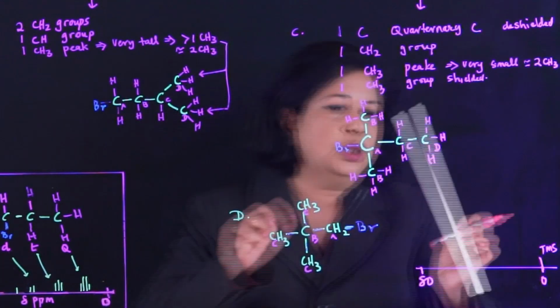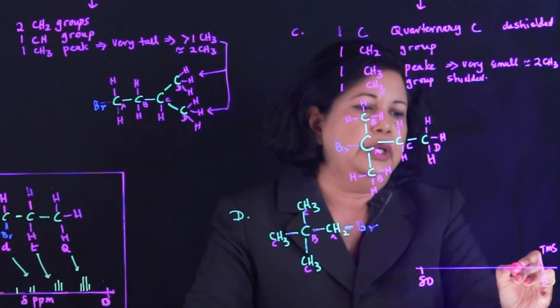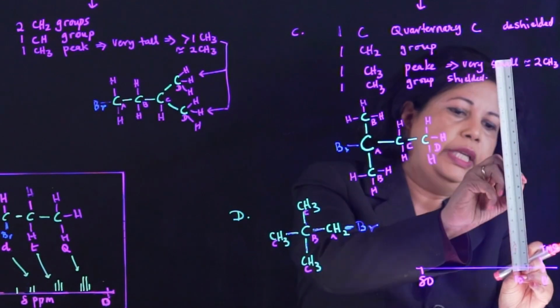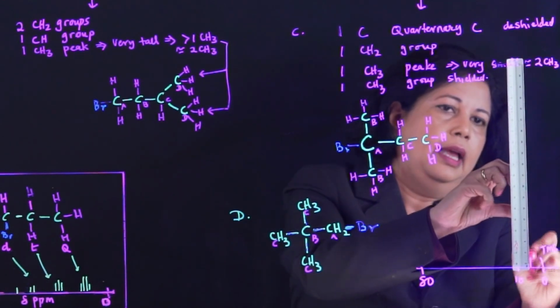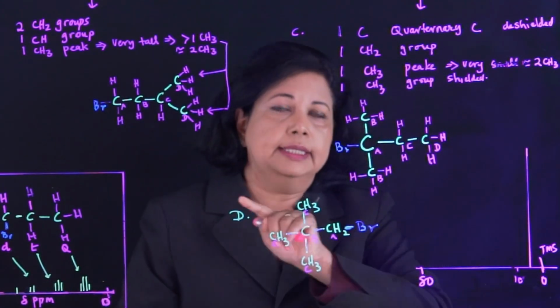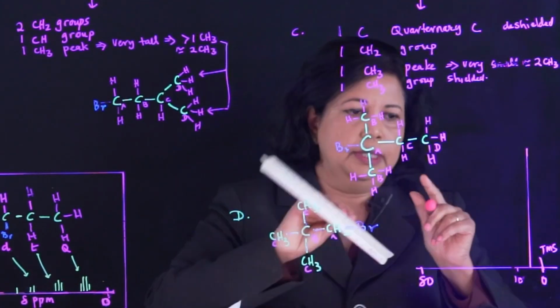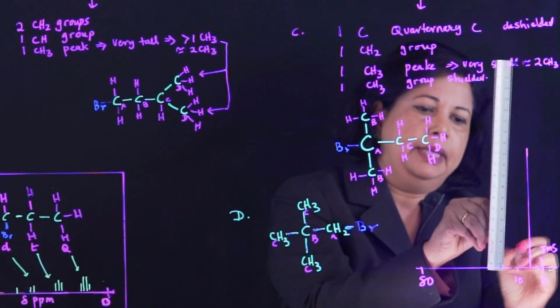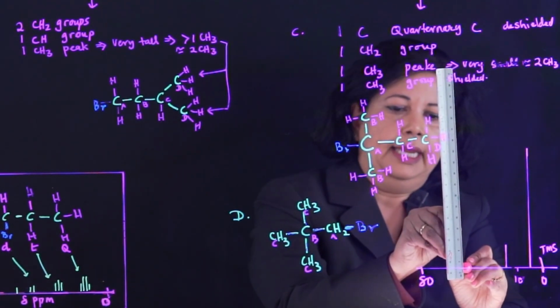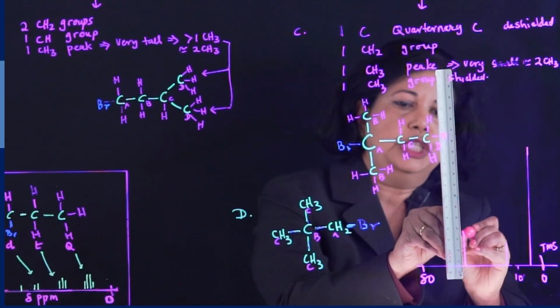So you would have the tallest peak between, let's say, 0 and 10 around for C. And that would be almost 3 times the height of this or this, because these are just individual carbons. And the next one would be B. And the next one would be A. And A would be the most shielded.